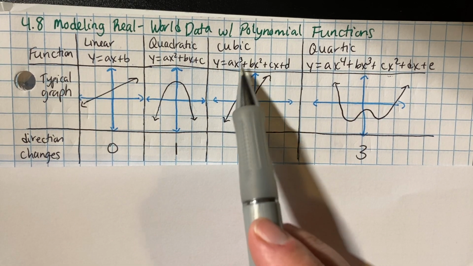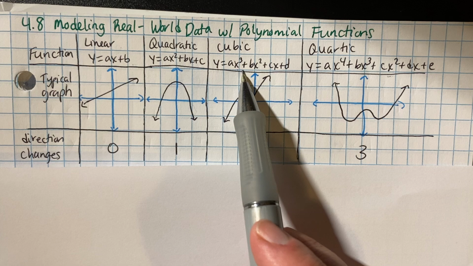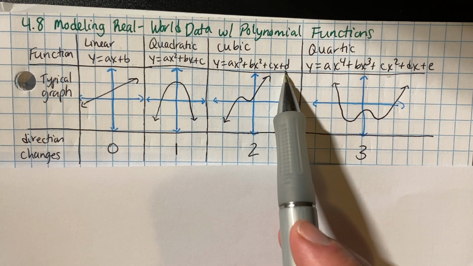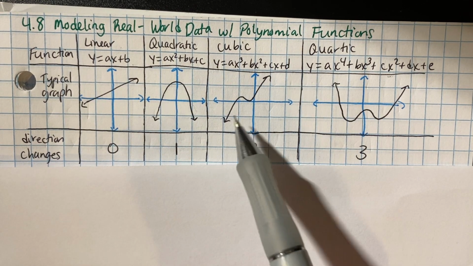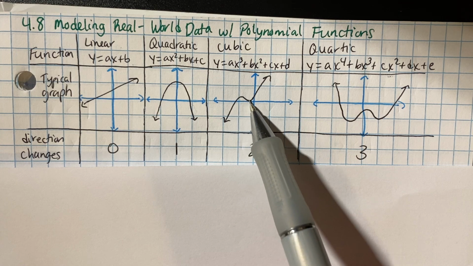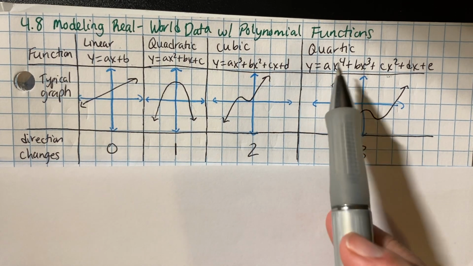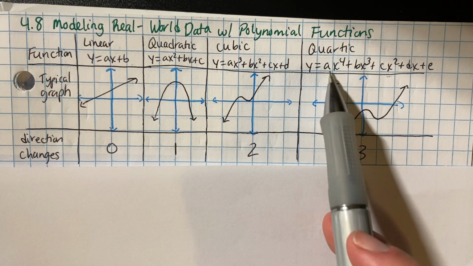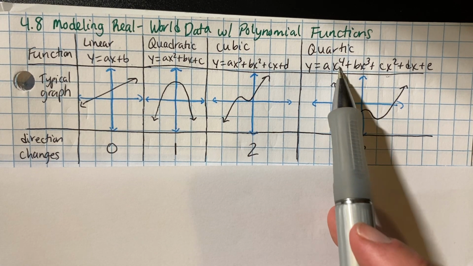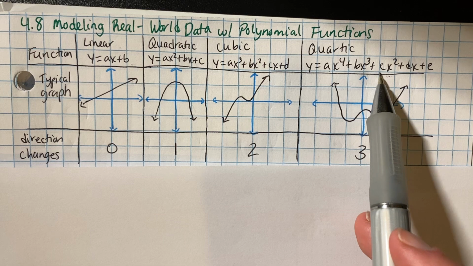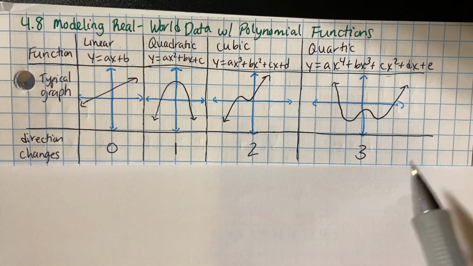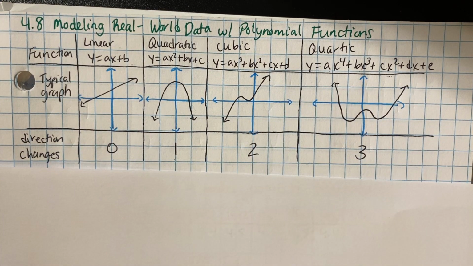Next one is cubic, ax cubed plus bx squared plus cx plus d. And it changes directions 2 times, so we're going up, change down, change up. Last one is quartic, which is to the 4th power. Ax to the 4th plus bx cubed plus cx squared plus dx plus e. 3 changes of direction.